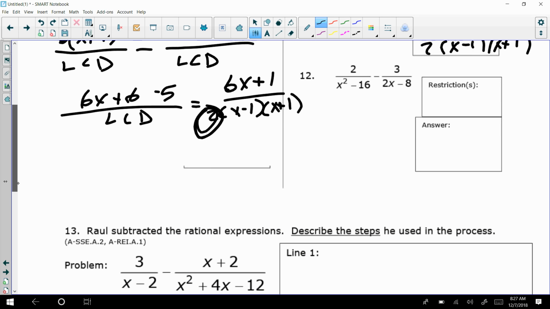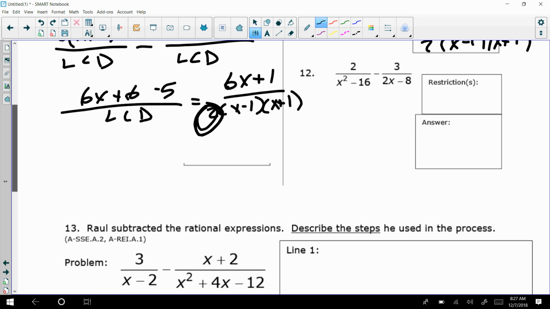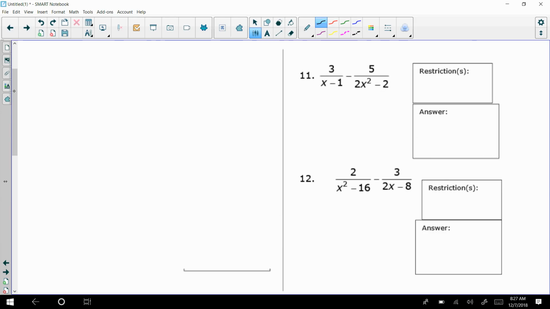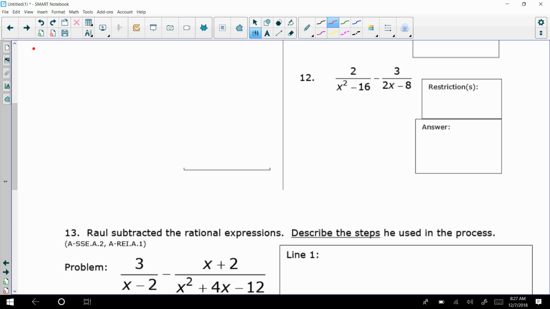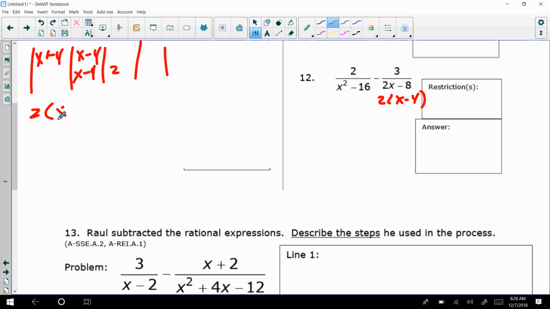And the next problem is done almost exactly the same. Clear this off so we can see. So we factor the bottoms, we do our LCD work. That's a difference of squares, so that's x plus 4 and x minus 4. Then we have a GCF of 2, so that's 2, x minus 4. So my LCD is 2, x plus 4, x minus 4. So that means my restrictions are minus 4 and plus 4.